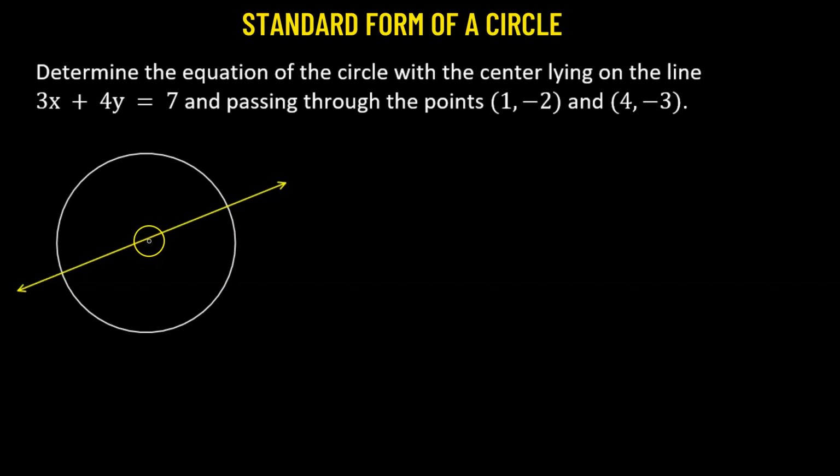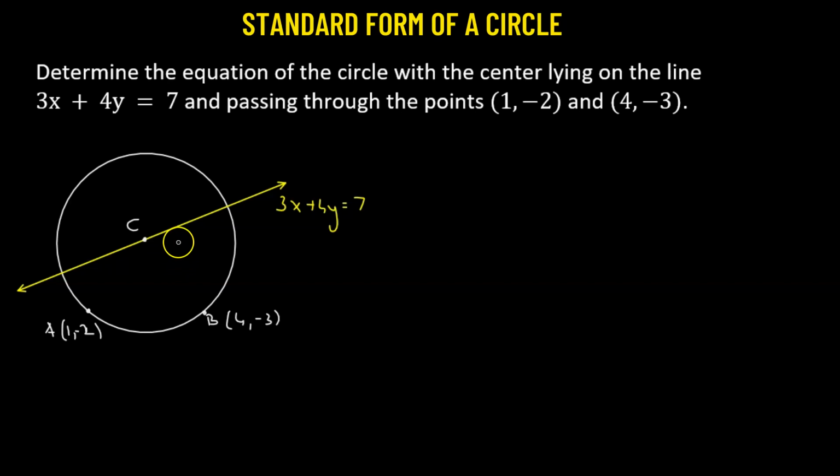Let us consider a circle having a center given by C. Then we have a line which is given by the equation 3x + 4y = 7, and the line is such that it passes through the center of the circle. It's also given here that the circle passes through 2 points. So let's say the 2 points are A and B. A has the coordinate (1, -2), and then we have the other point B which has the coordinate (4, -3). Now our goal will be to find out the equation of a circle.